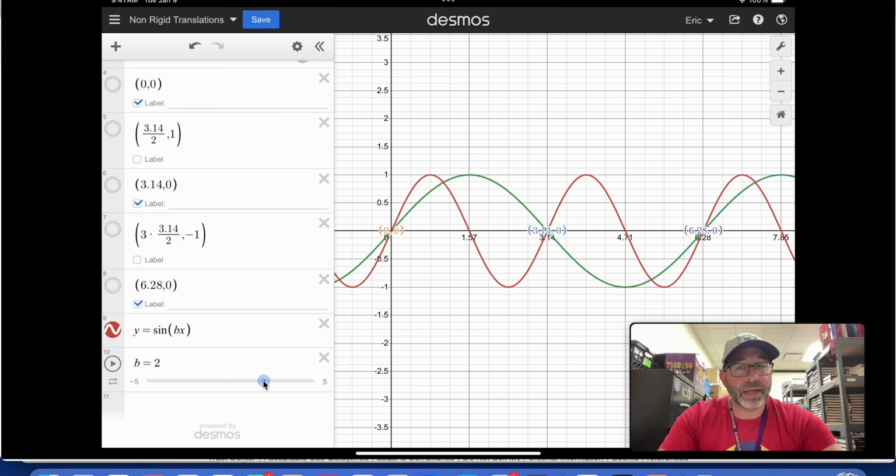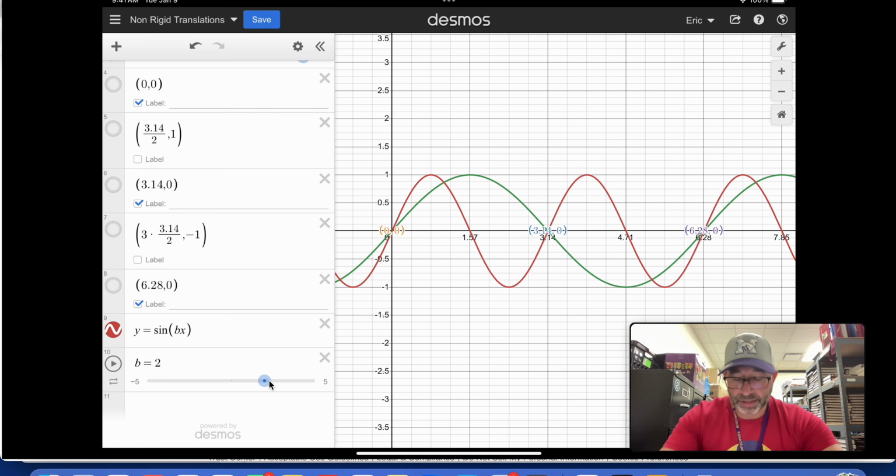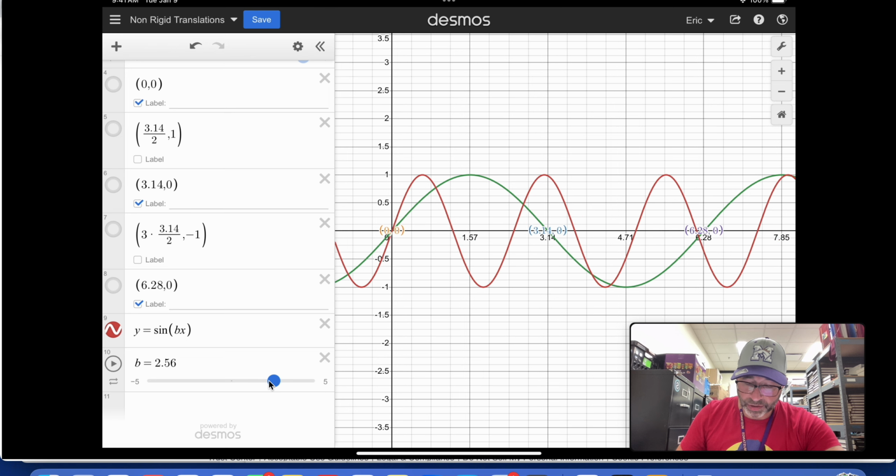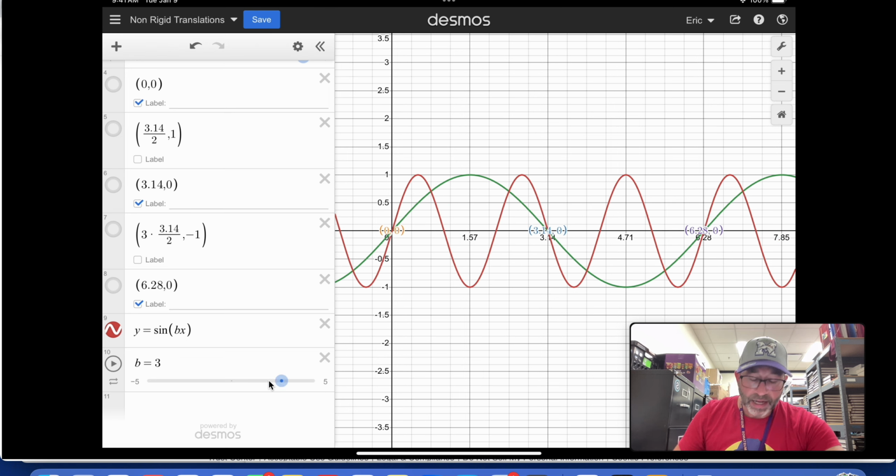If I made this into a 3, this 3 makes it shrink even more. And now you can see in this picture that I can go 1, 2, 3 waves in the same time it used to take the original one. So right here, it goes through the pattern and takes 1/3 the amount of time to get through a wave. So this is a horizontal shrink by a third.